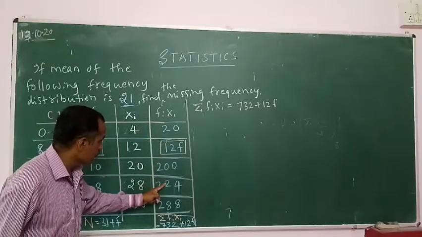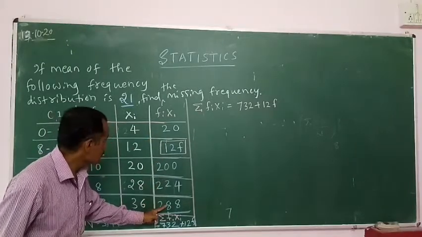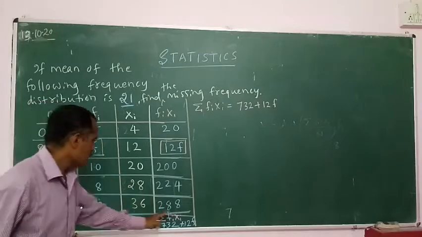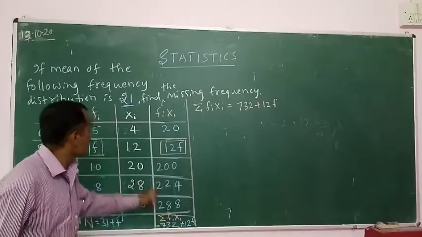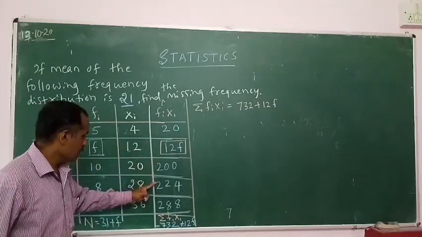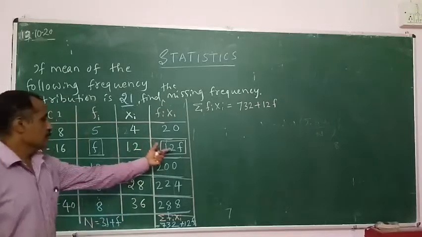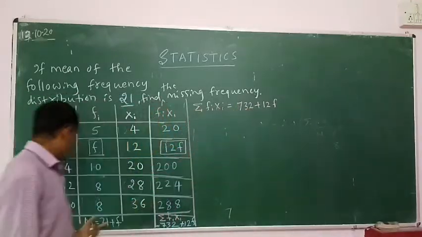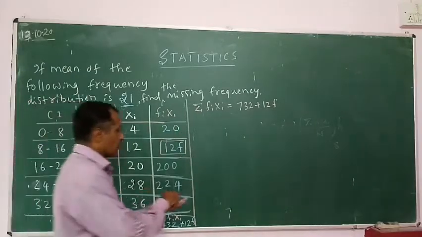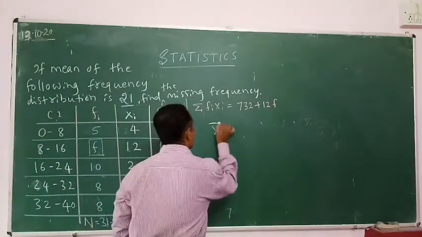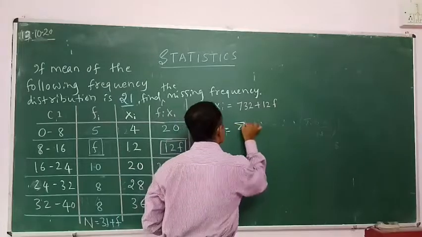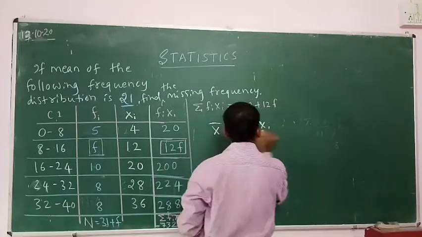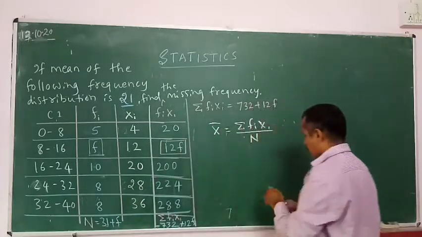2 plus 2, 4, 12 plus carry 1, 13, carry 1, 3, 5, 7. Okay, it is plus 12. Okay, I got sigma fi xi, I got n. I can directly go for the formula. X bar is equal to summation fi xi divided by n is the formula.